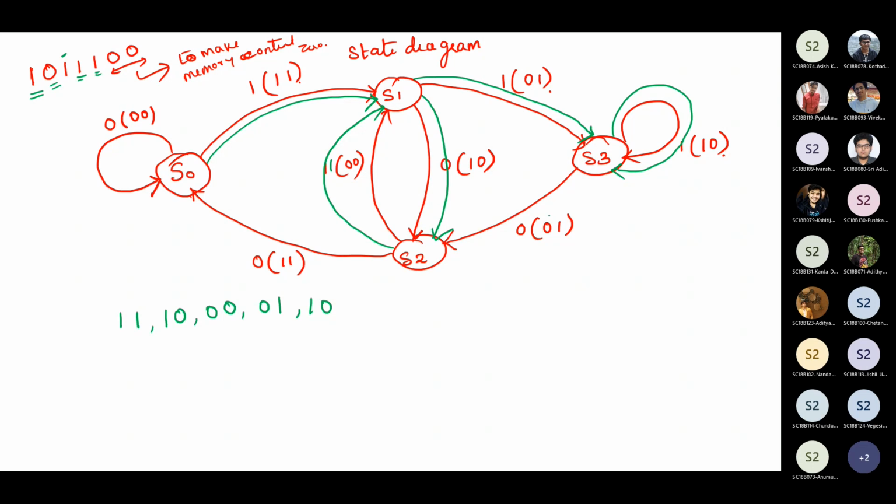Next input is 0, so 0 means this line. The corresponding output is 1, 0. Again, we are going to give 0. You please see, we are ending up in the S0 state. Starting with the S0 state, ending with the S0 state. So this will be the code word.